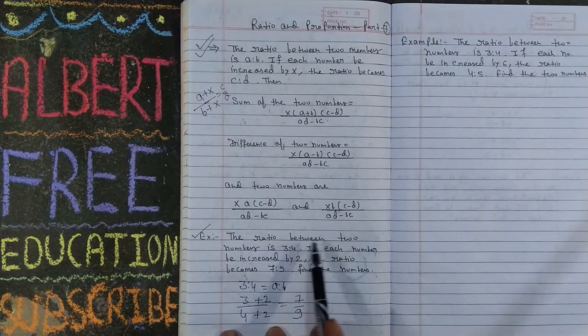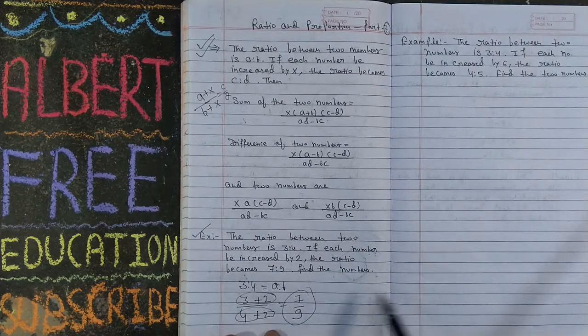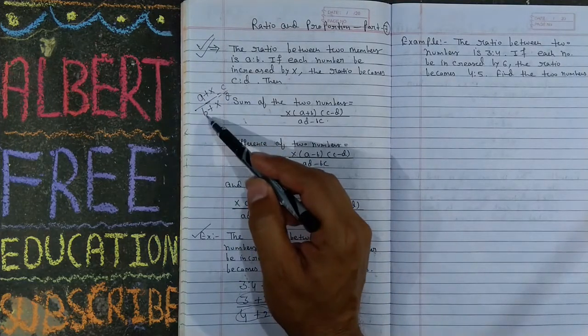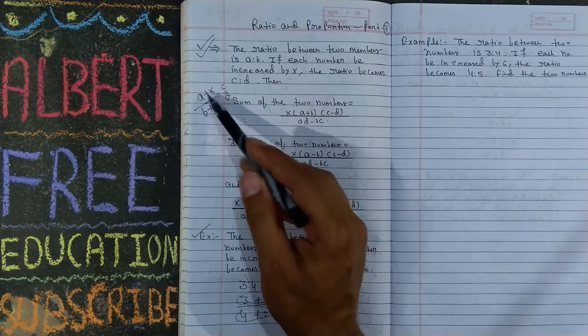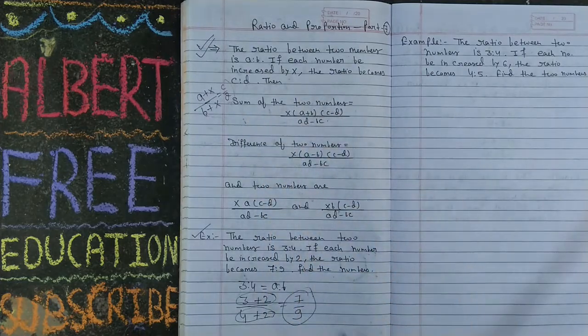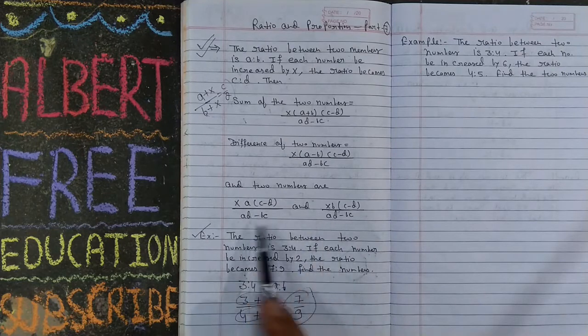The ratio between two numbers is 3 ratio 4. If each number is increased by 2, increased here by 2 and here also by 2, then the ratio is 7 ratio 9. Find the numbers. How to solve? If you have the ratio A ratio B, and you increase both by x, and then the ratio is C ratio D, he is asking to find the numbers, meaning this number and this number you have to find.